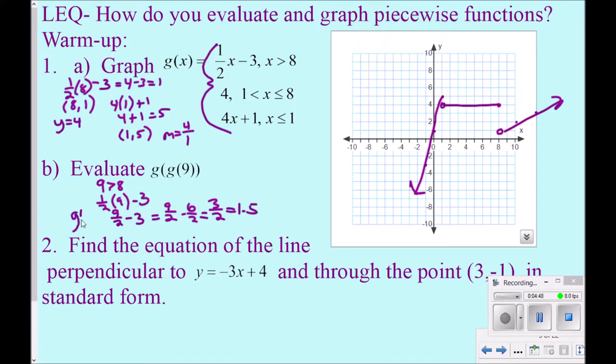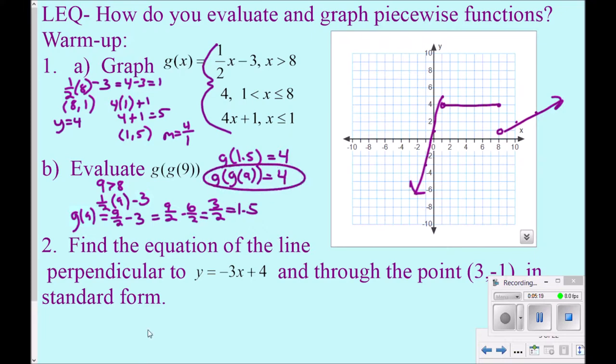So now I need to input 1.5 into g because I want g of g of 9. So g of 1.5 means I go up here. 1.5 is greater than 1 and less than 8, so I know my output is going to be 4. So my final answer for g of g of 9 is equal to 4.